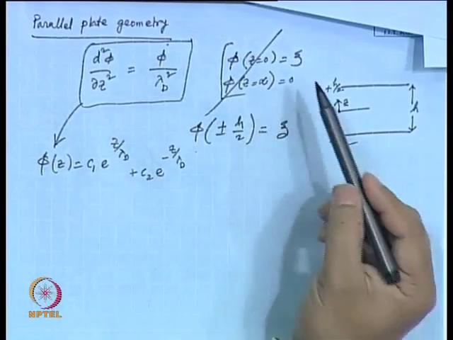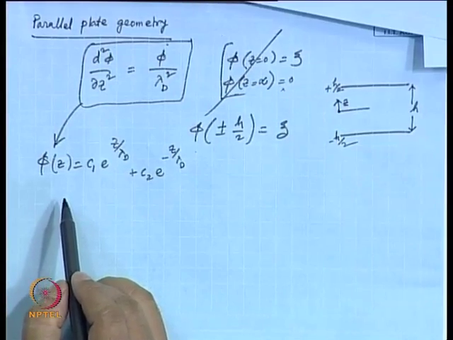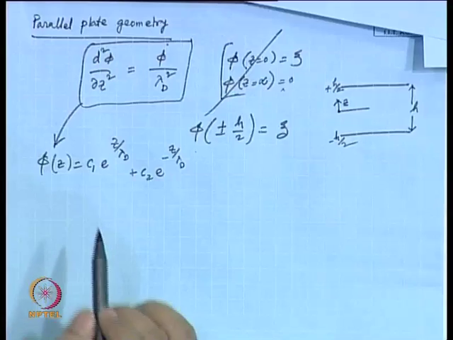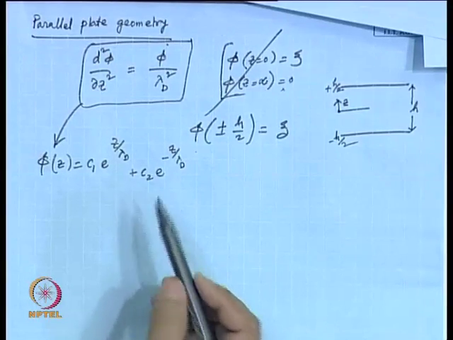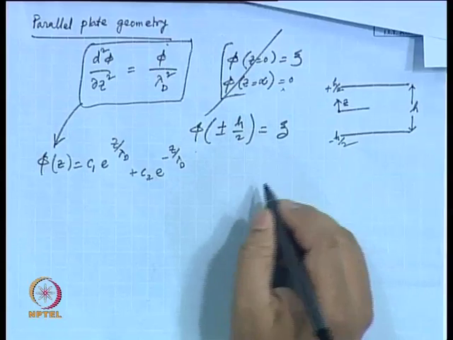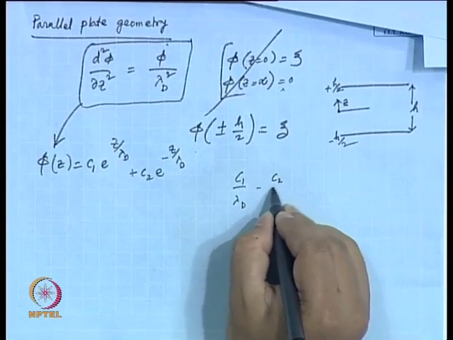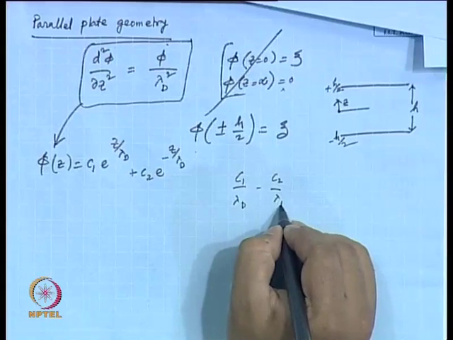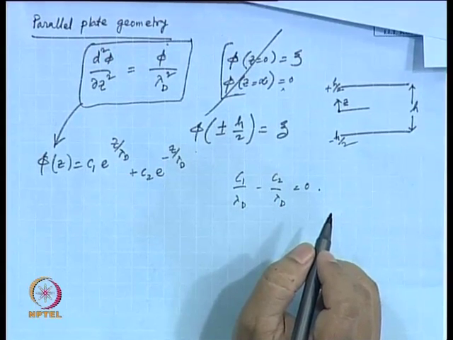Earlier we had this infinity, and to satisfy that we said C1 is equal to 0. Now, that is not the case. In that case, you will have both C1 and C2, and what would be the values of those? If you impose this boundary condition, I think what you will be getting is C1 by lambda d minus C2 by lambda d is equal to 0. Am I right?